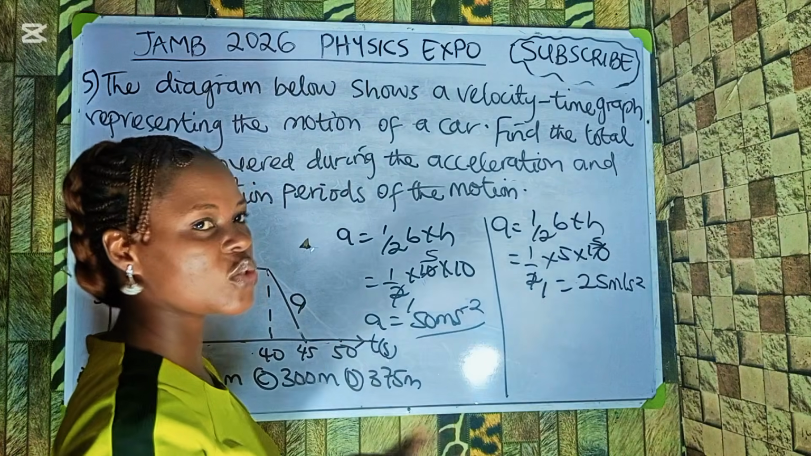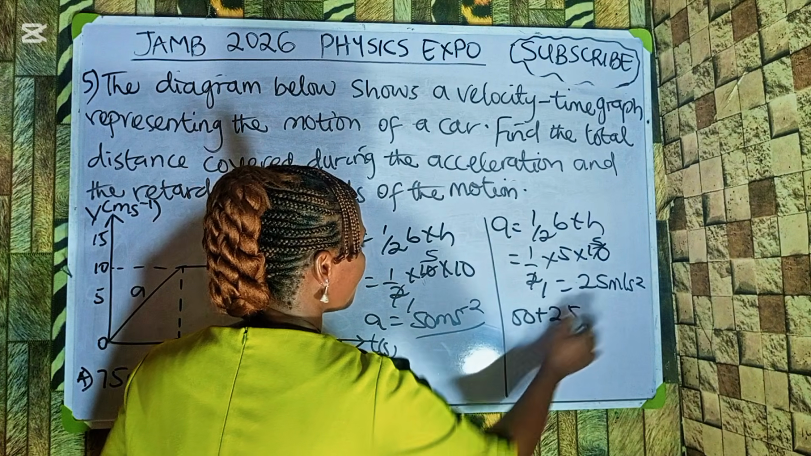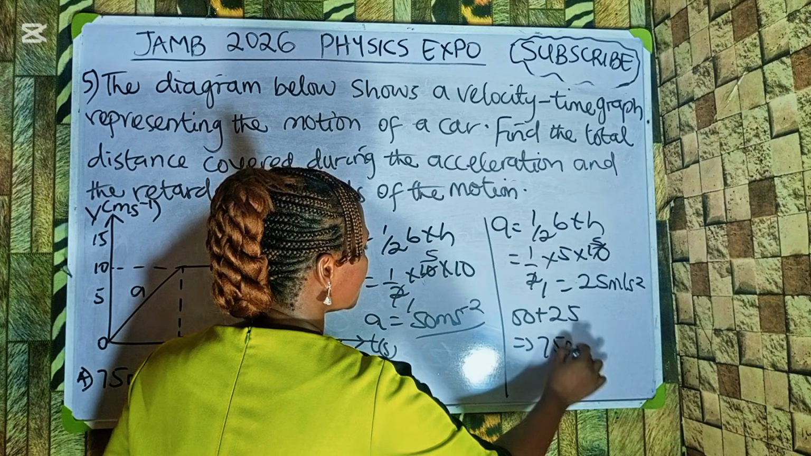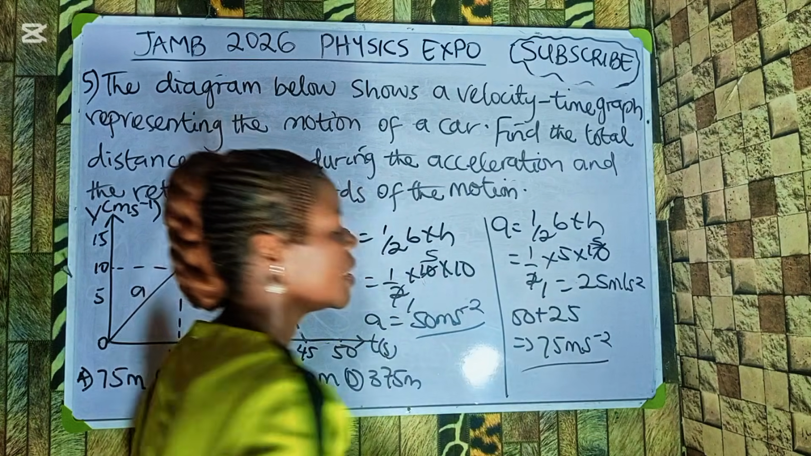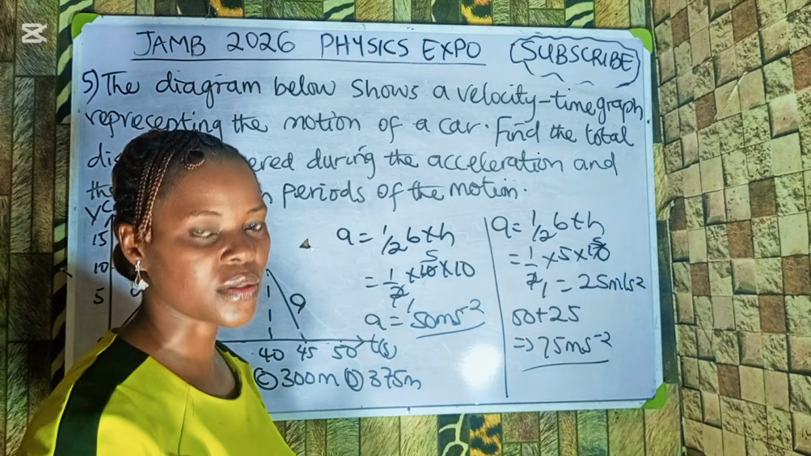Okay, so looking for the total distance between them, it's going to be 50 plus 25. That gave rise to 75 meters per second square. Is that clear? All right, so this is how to solve this particular question.